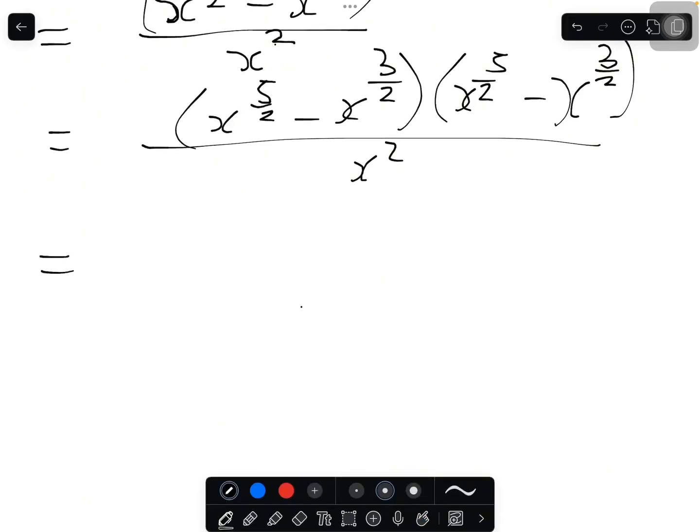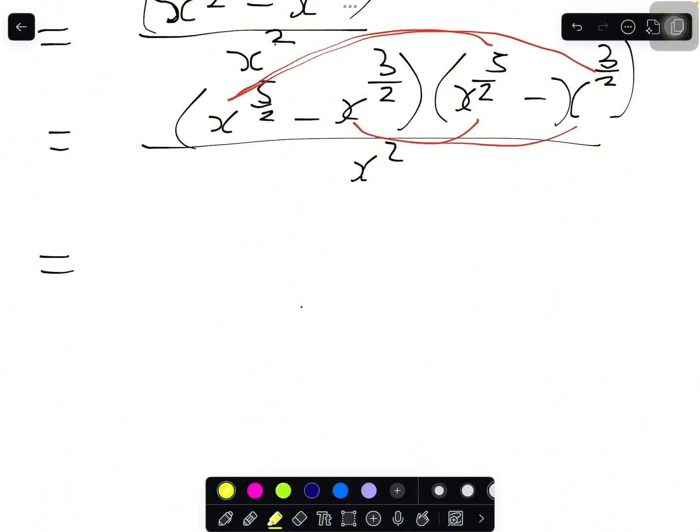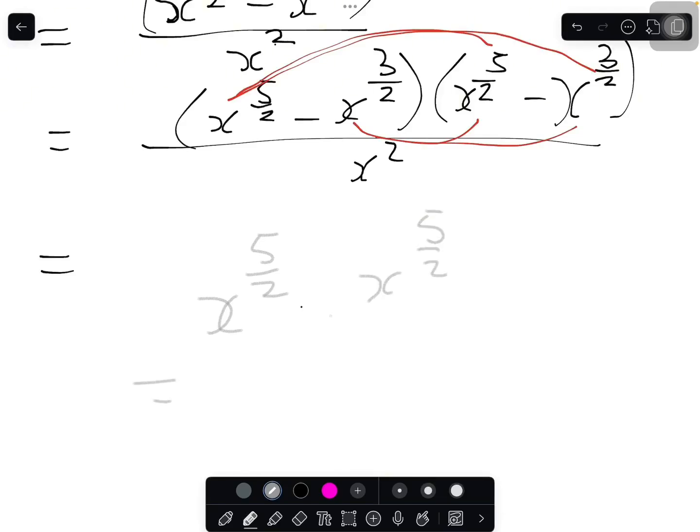Now I'm going to have this term here times this term times this term, and then that term. I'm just going to FOIL. So I'll have x to the 5 over 2 times x to the 5 over 2. I'm going to add that, and that's going to give me x to the 10 over 2, which will just give me x to the 5. And the same process is going to happen for the rest of the multiplication. So I'm just going to go through it now.